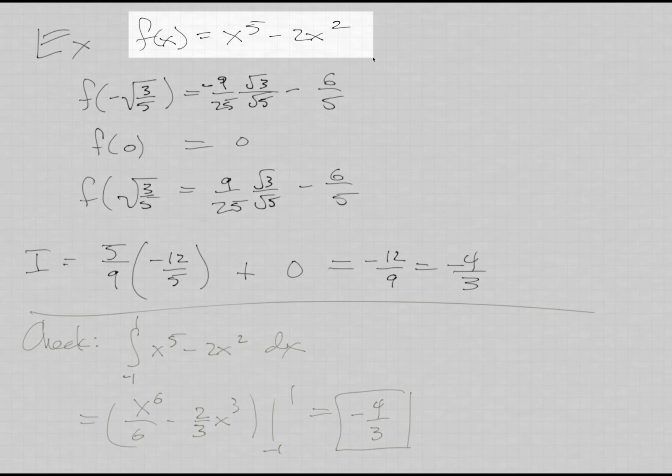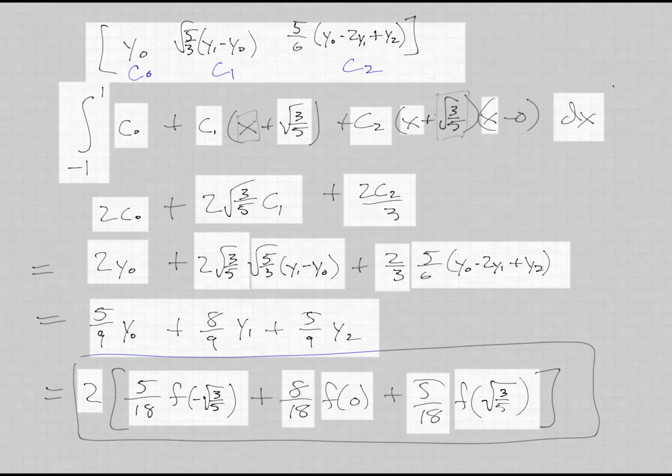Let's try the function x to the 5th minus 2x squared. Okay, it's a pretty simple 5th degree polynomial, right? So I'm going to take the integral from -1 to 1 again. So I'm still working on that special interval from -1 to 1. So according to the formula on the previous page, I have to evaluate it at these 3 points, right?